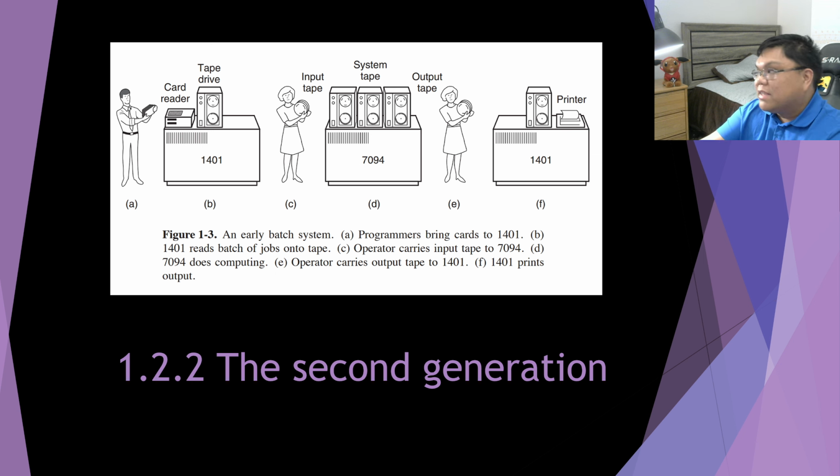A programmer would bring a stack of punch cards encoding the program to a computer. And then that computer would read a batch of jobs onto the tape. And then someone would carry that tape onto the actual computer that does the computing. And then, once that's done, the operator carries another tape with the results to another computer that's connected to a printer. And then the printer would print out the results. So that's the second generation of computing.